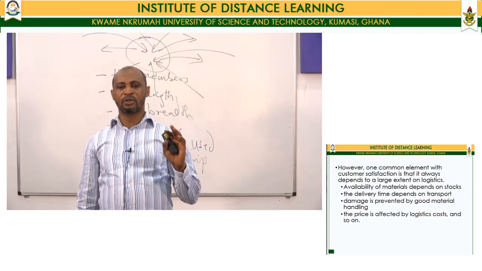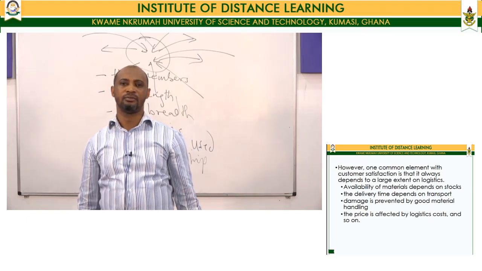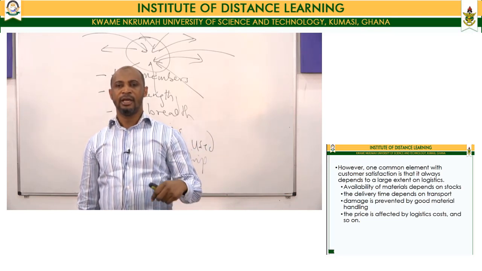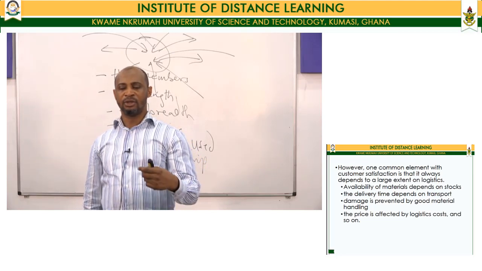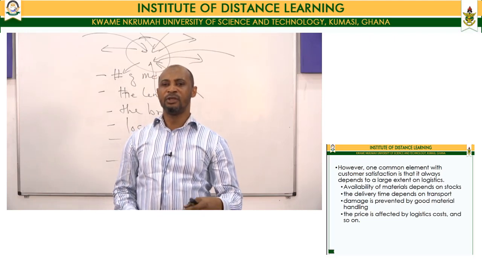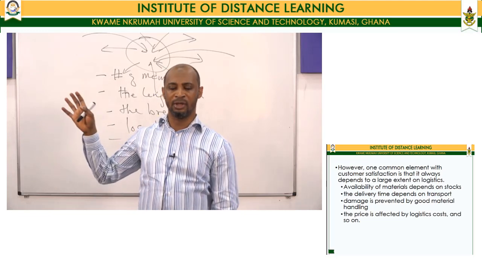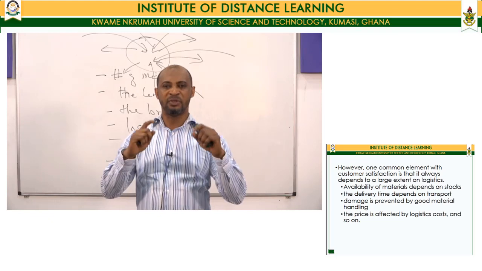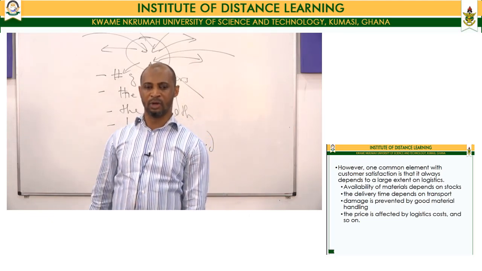One common element with customer satisfaction is that it always depends to a large extent on logistics. Don't forget, it is logistics that will source the materials. It is logistics that will make these materials available. It is logistics that will take the finished product to the customer. And therefore, if logistics sources the wrong material, the wrong product will be produced and delivered to the customer. If the logistics function misbehaves, is rude, the customer will also be unhappy.